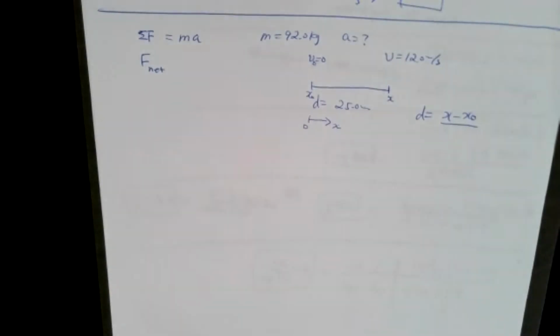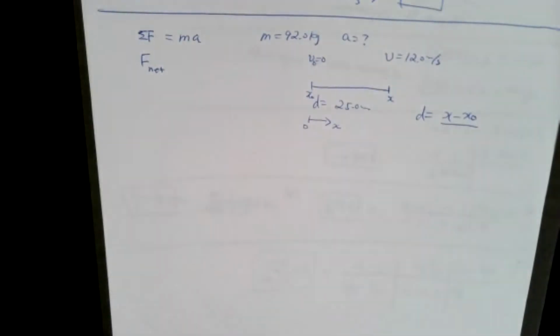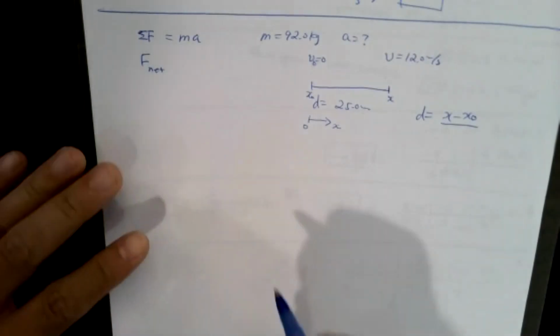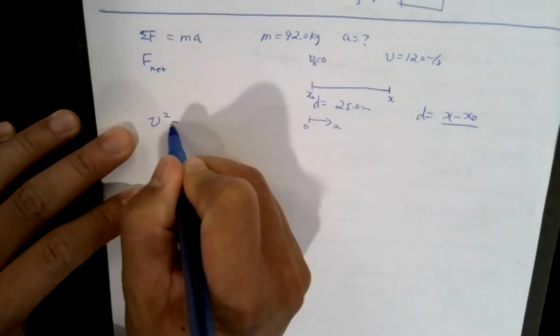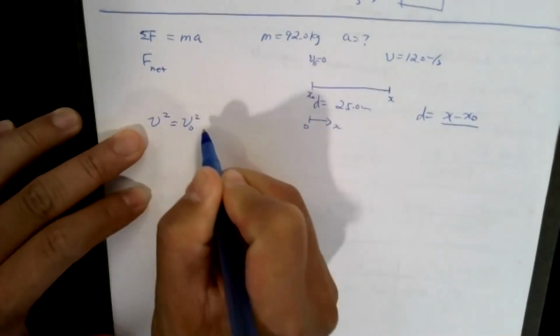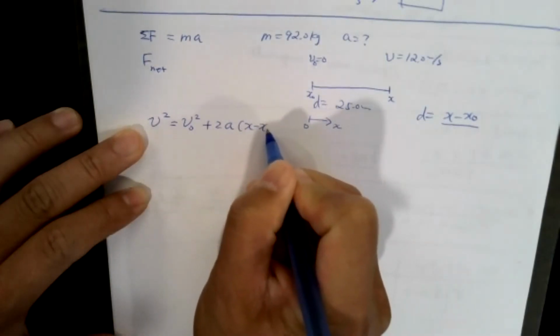You can check the equations of motion for one-dimensional constant acceleration, those 5 equations we mentioned earlier. You can probably figure out that you will be using the 5th equation to find your acceleration, because the 5th equation says final velocity squared equals initial velocity squared plus 2 times acceleration times x minus x naught, right?